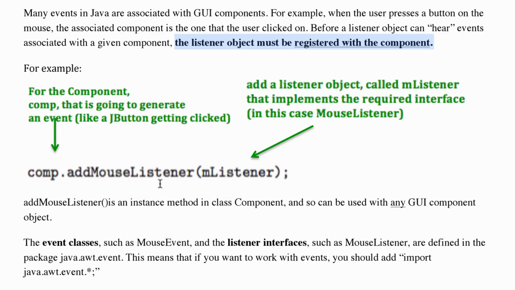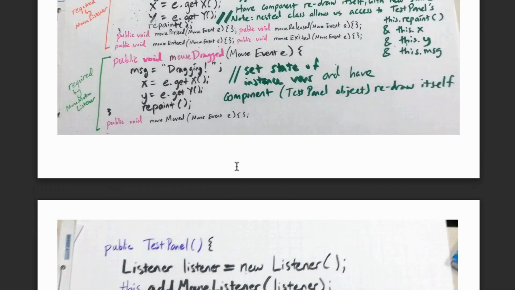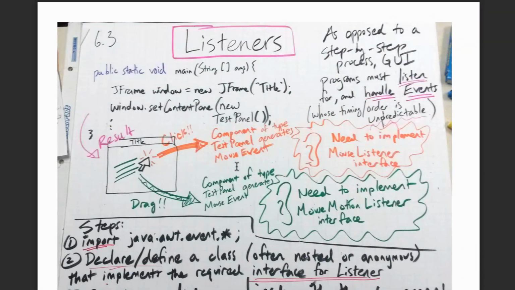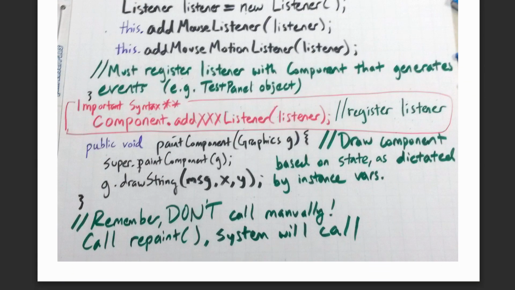In this case, it's a mouse listener. Other times it could be like a keyboard listener or focus listener, but this time it's a mouse listener, and then you write this. Okay, so component dot add whatever listener, and then the listener object. And I put that in the shortened notes here for 6.3. I'll just skip past these because we'll talk about an example there. But here's the syntax. Again, component dot add whatever listener it is, listener.